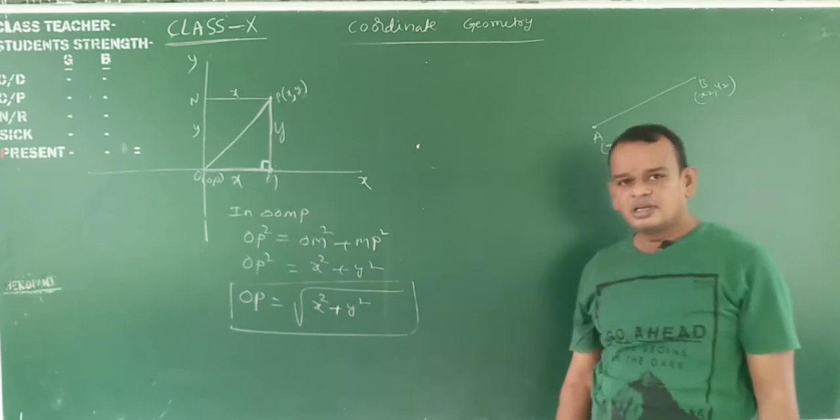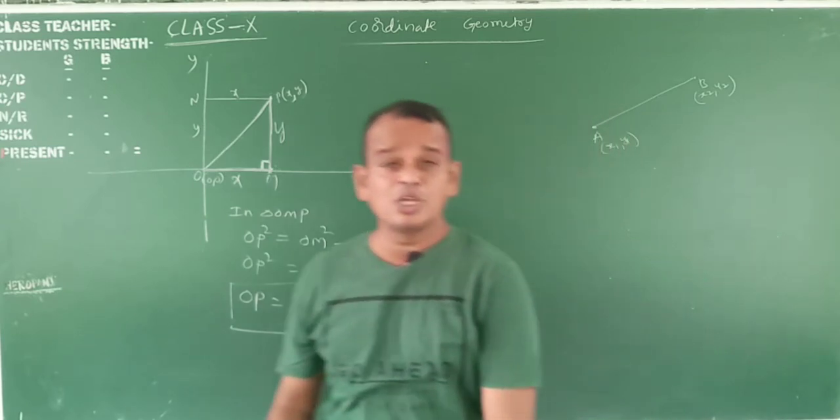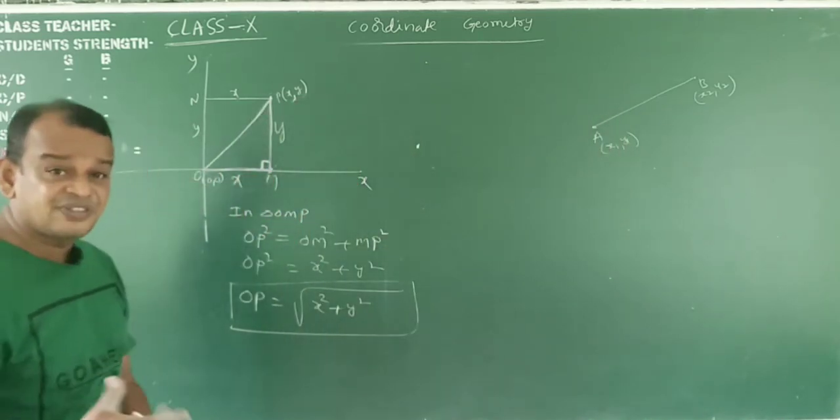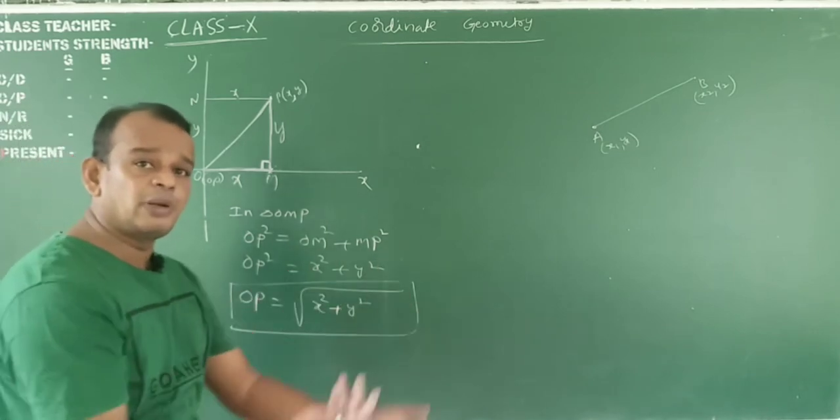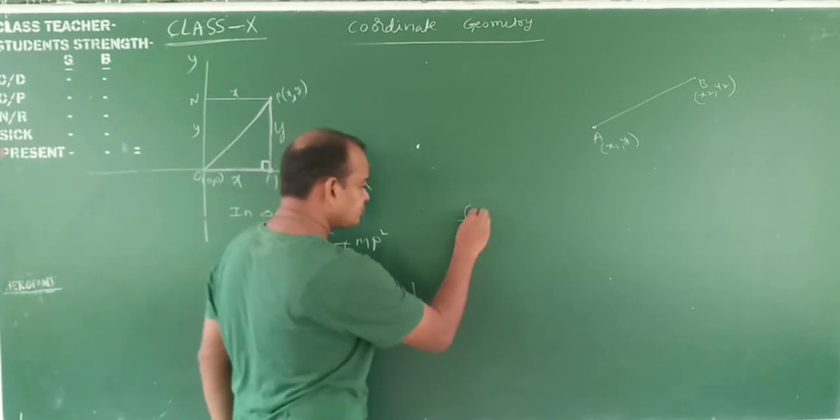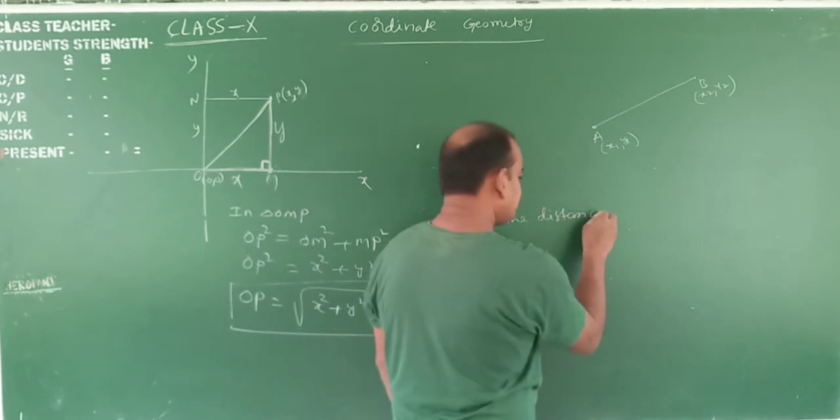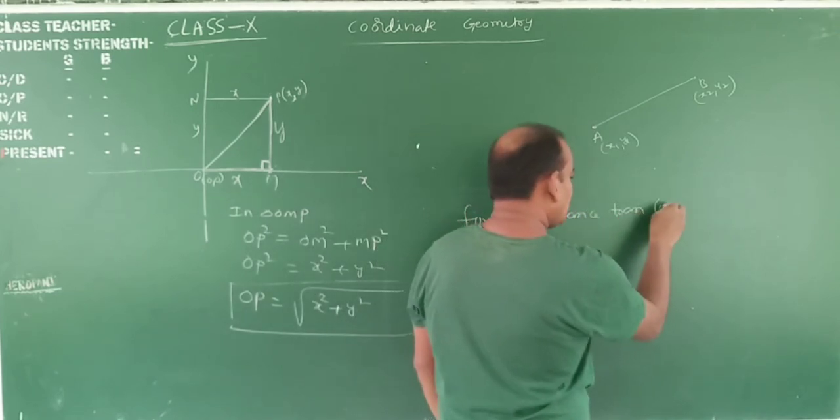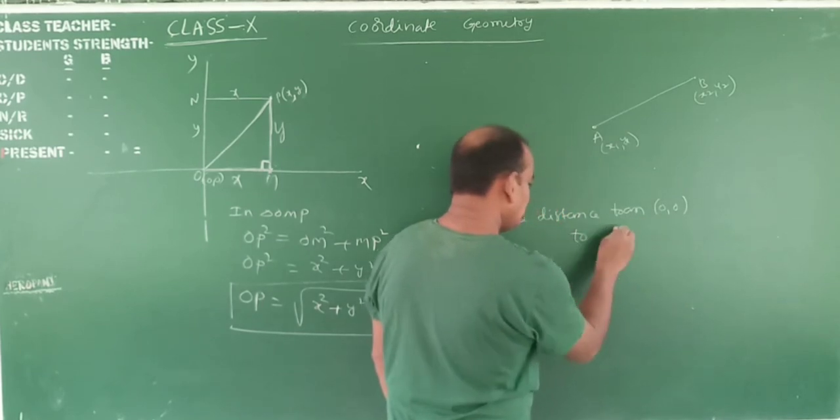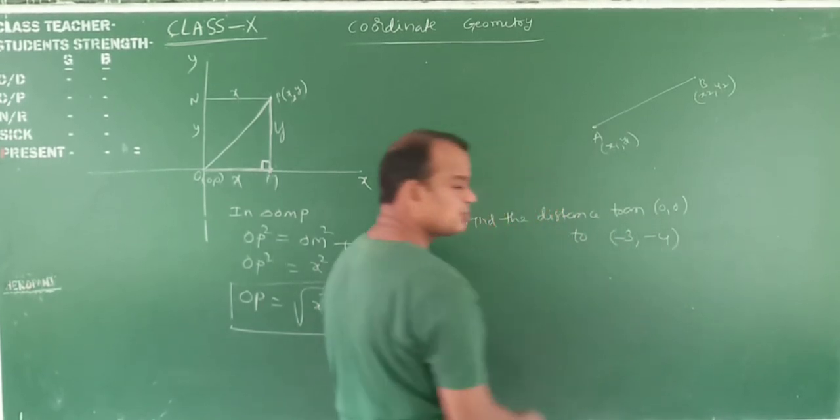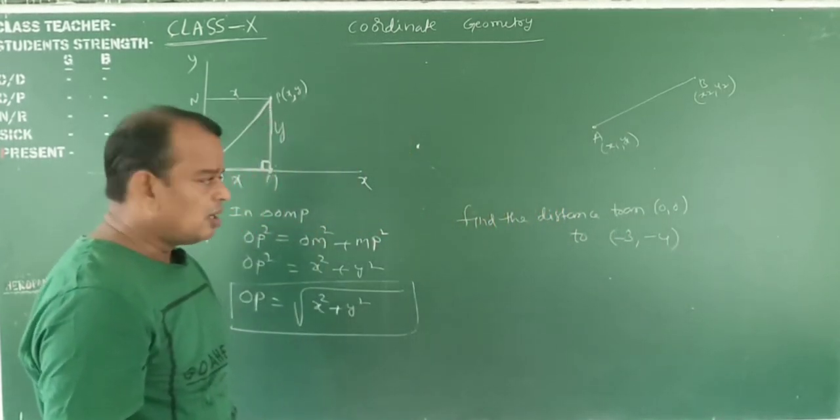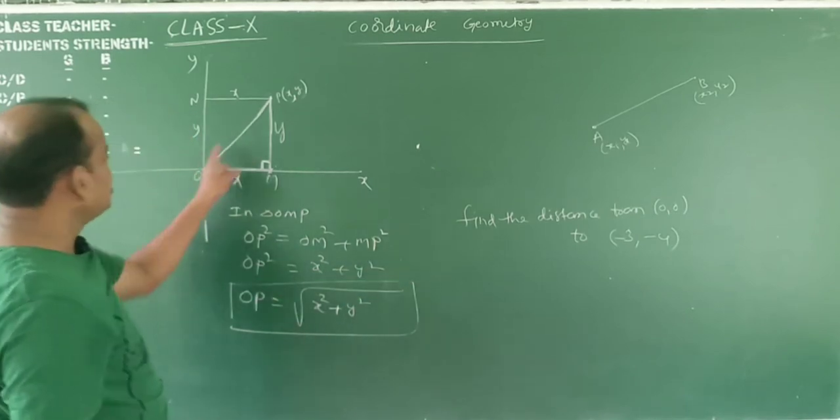This is enough. The distance from the origin to the given point. Suppose we find the distance from the origin to minus 3 comma minus 4. Origin to P(x, y).